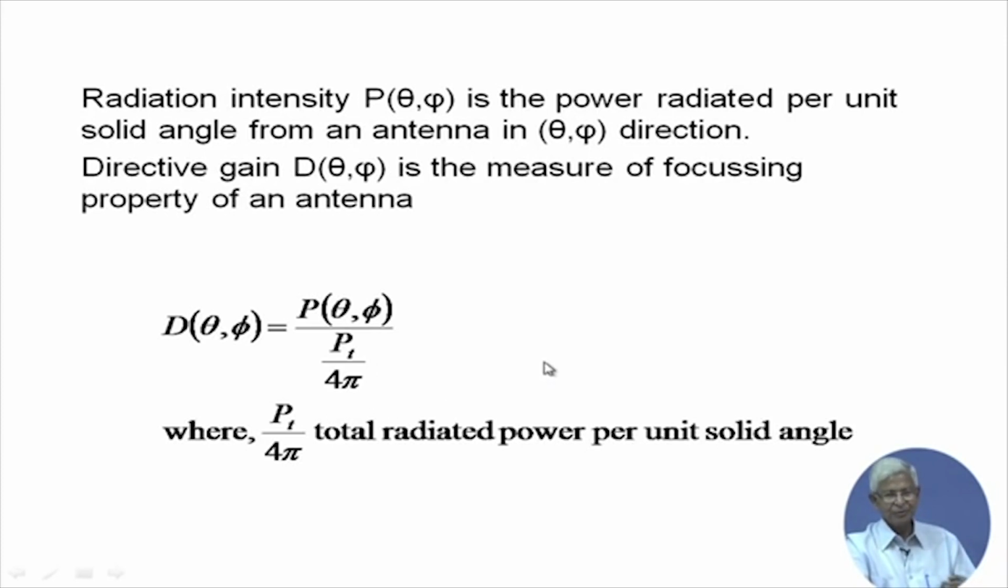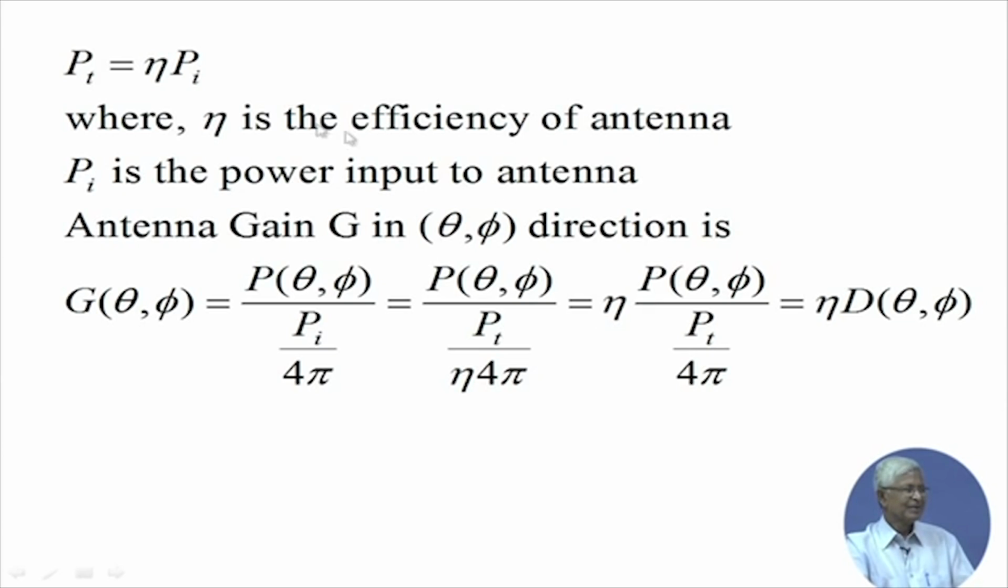Now, the power which is going to the satellite antenna as the input may not be fully radiated, because there may be some loss in the antenna system. So, there is a certain efficiency. That transmitted power is some factor of the input power, which we call efficiency, that is eta. Eta in this case is the efficiency of the antenna.